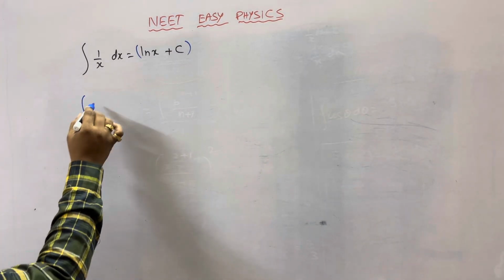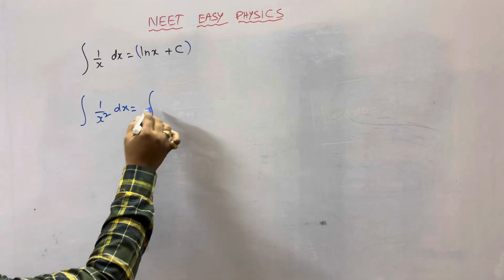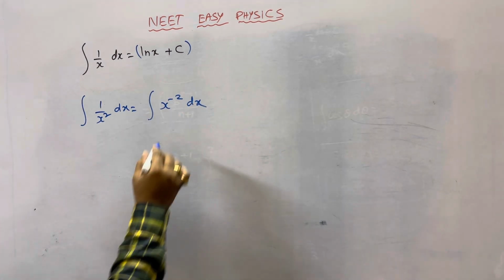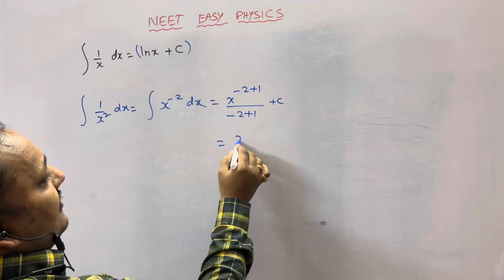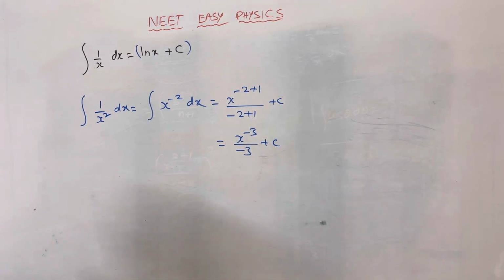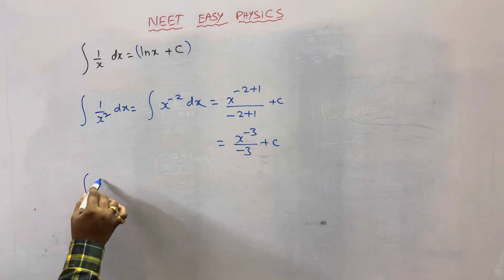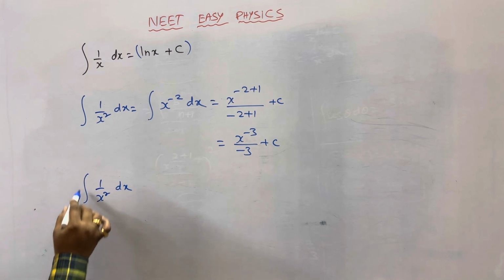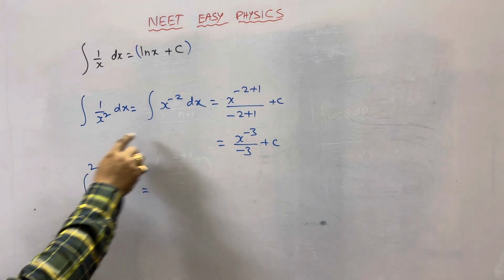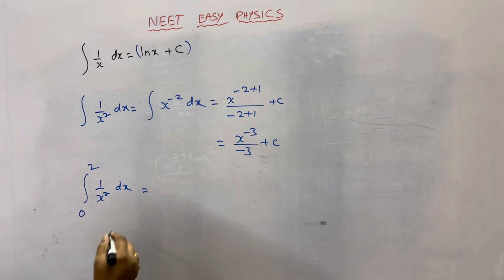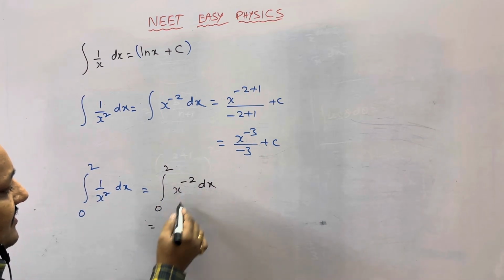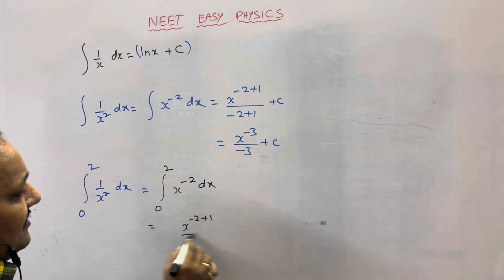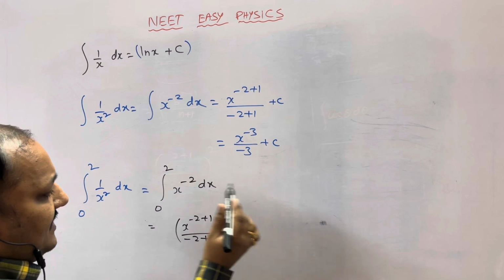Yesterday we gave integral 1 by x square dx, that is x power minus 2 dx, that is going to be x power minus 2 plus 1 by minus 2 plus 1 plus c. So x power minus 3 by minus 3 plus c, isn't it? Now if they give between the limits for this, integral 1 by x square dx between 0 to 2, whenever they give limits, you don't need to write the constant. Therefore, we write integral 0 to 2 x power minus 2 dx. This is going to become x power minus 2 plus 1 by minus 2 plus 1 between the limits 0 to 2.